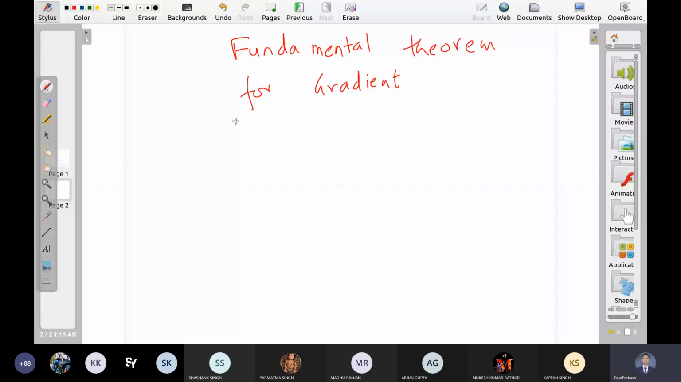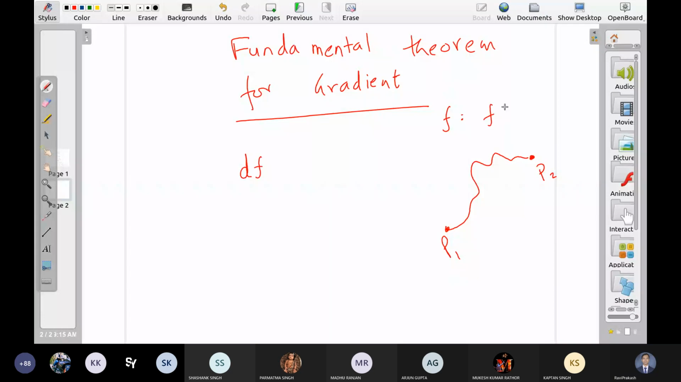Let us say this is one point P1. This is another point P2. You are going from P1 to P2 by some path like this. We have some function, let us say f. F can be a function of x, y, z, r, theta, phi. You put whatever definition you want to put. So this is point x1, y1, z1. This is point x2, y2, z2.